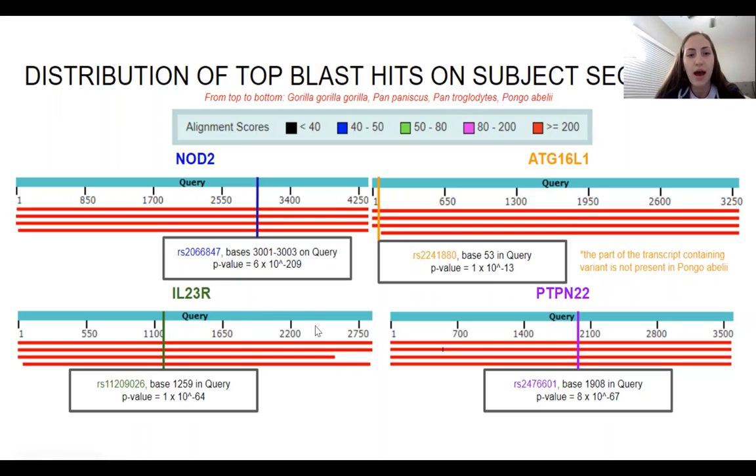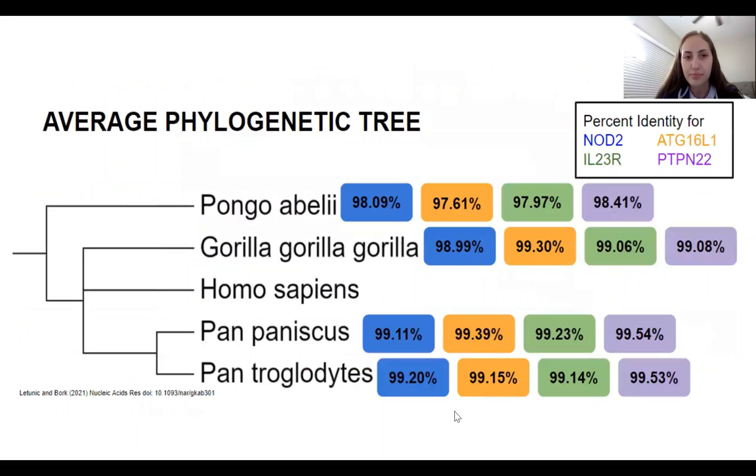And then looking at IL23R, we have the variant that would take place around base 1259 in the query. And we see that around this space, the sequence is also very strongly aligned. And then likewise in the last gene, PTPN22, we have this variant around base 1908 in the query, and we see that all the sequences are also strongly aligned.